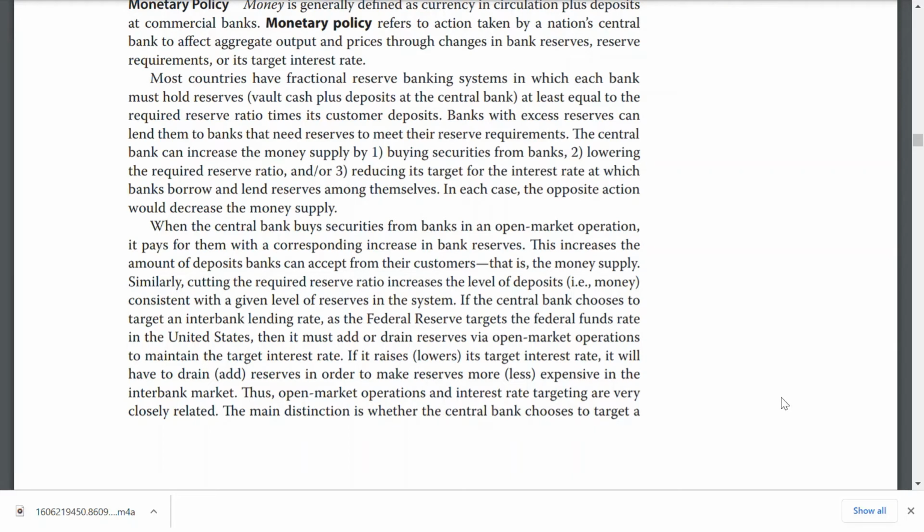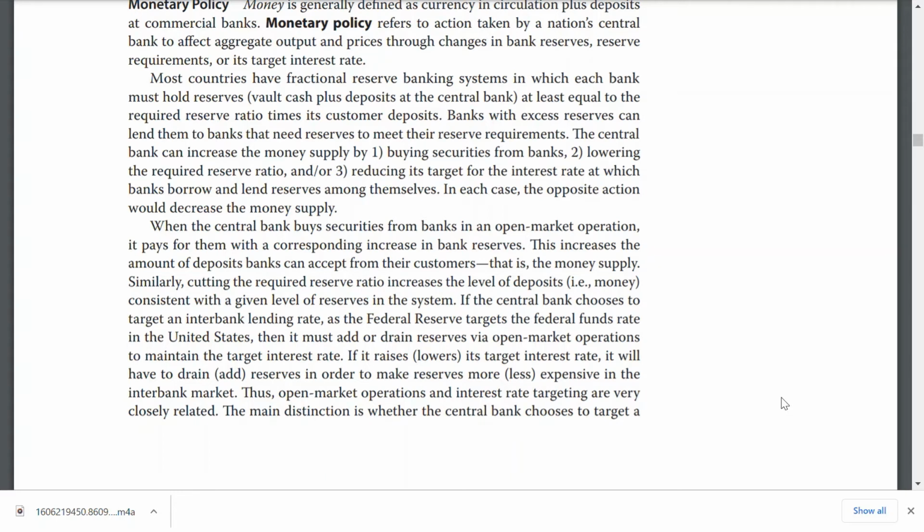When the central bank buys securities from banks in an open market operation, it pays for them with a corresponding increase in bank reserves. This increases the amount of deposits banks can accept from their customers. That is the money supply. Similarly, cutting the required reserve ratio increases the level of deposits, i.e., money, consistent with a given level of reserves in the system.